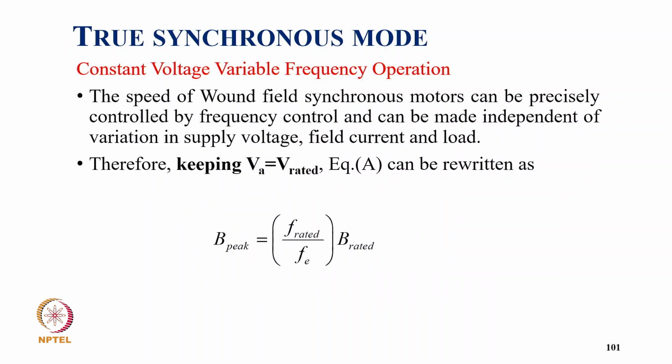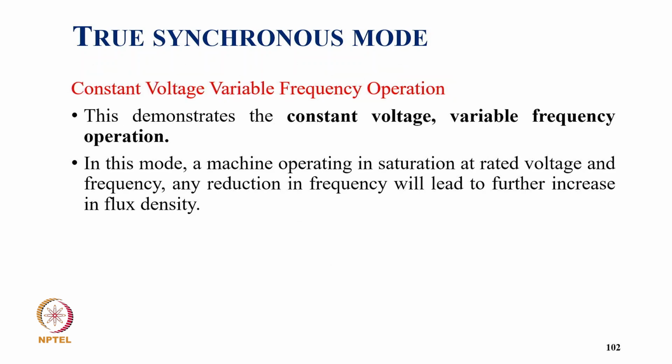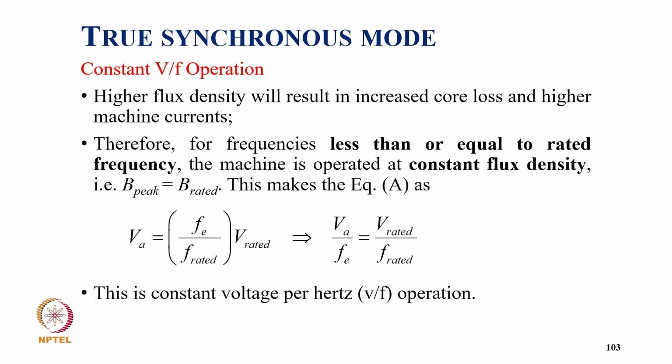The speed of wound-field synchronous motors can be precisely controlled by frequency control and can be made independent of variation in supply voltage, field current and load, thus keeping V equal to V rated. This equation can be written as B peak equal to F rated upon F into V rated. This demonstrates the constant voltage variable frequency operation. In this mode, the machine operates in saturation at rated voltage and frequency, and any reduction in frequency will lead to a further increase in flux density. Higher flux density will result in increased core loss and higher machine current.